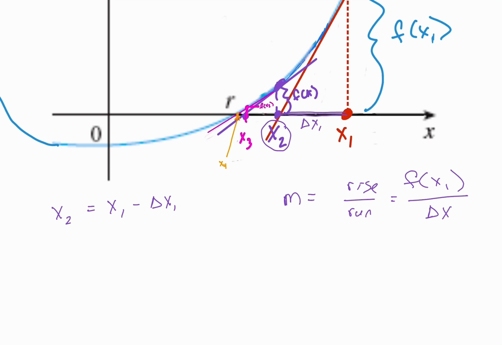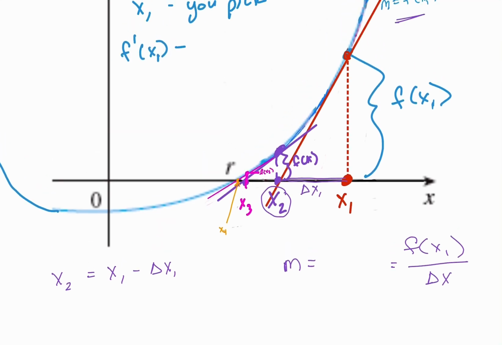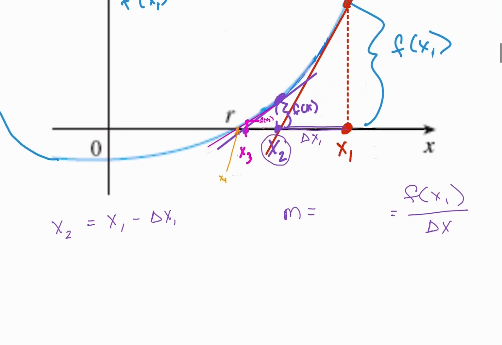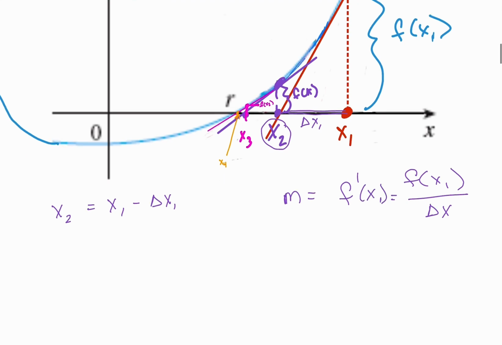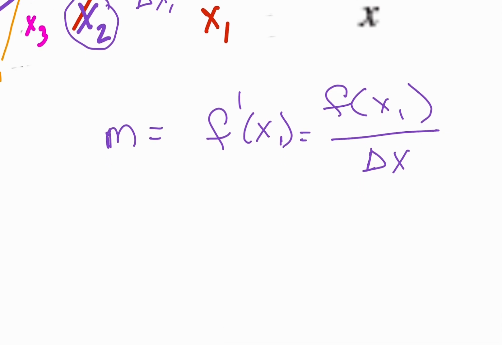Okay, but I also know that slope is not just equal to that physical rise over run that I can see in that triangle, but it's also equal to the value of the derivative at that point. So the slope of that line evaluated at that point is the derivative evaluated at x1. So I have two different ways to write the slope.